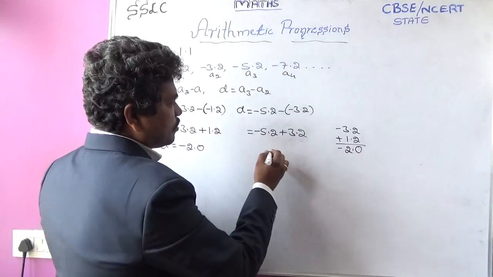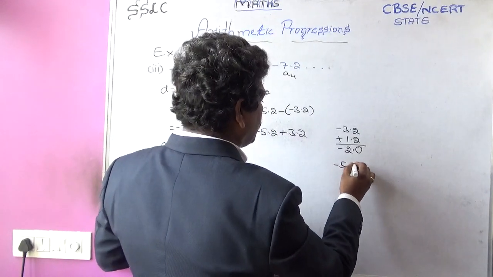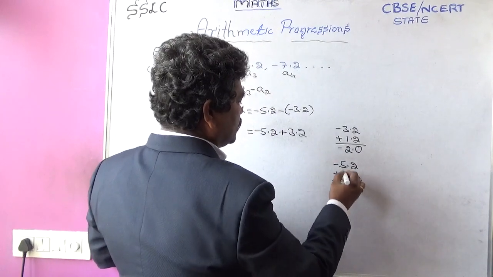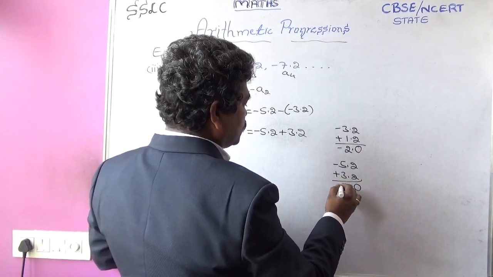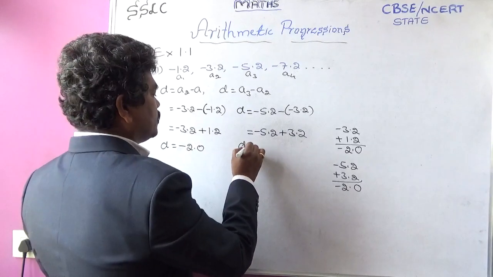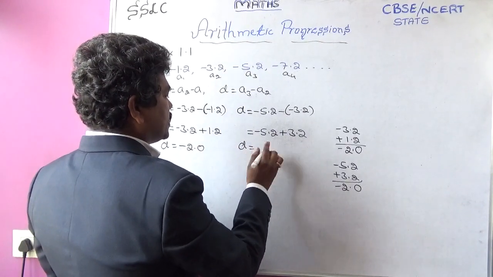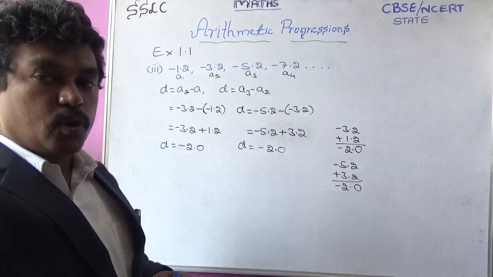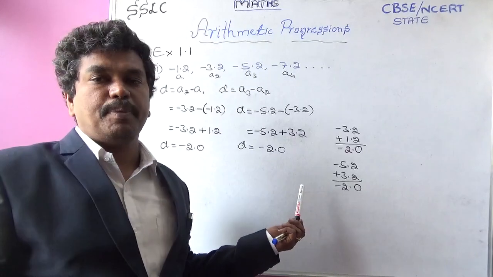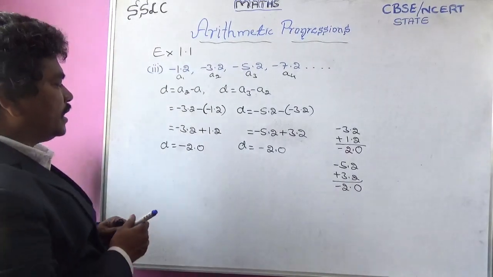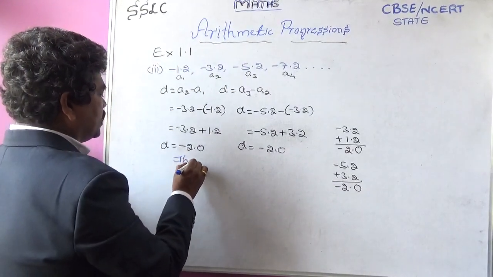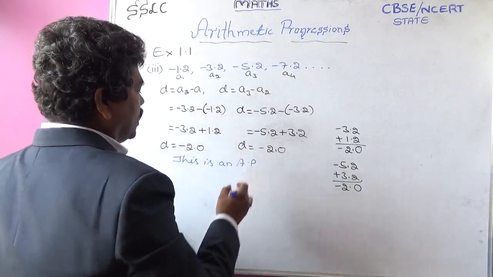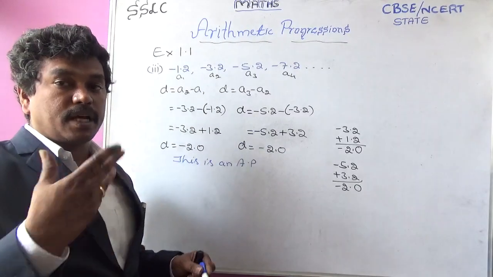So here also we have to subtract this one. Minus 5.2 plus 3.2. So 2 minus 2 is 0, 5 minus 3 is 2, minus 2.0. Here also D is equal to minus 2.0. So you observe here, both D are the same. This is an AP. I forgot to write in the previous problem that this is an AP, so you write this is an AP. Then we have to find the 3 more terms.